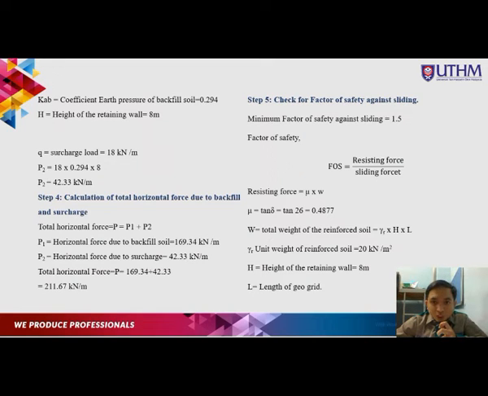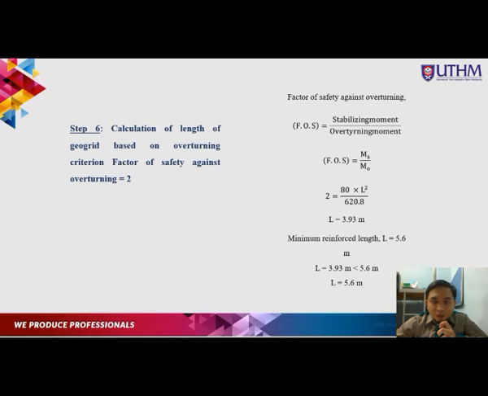Then we check the factor of safety. For sliding, we use 1.5. The next step is calculation of the length of geogrid based on overturning. For overturning, we use a factor of 2. By using it, we will determine the length of geogrid that we will use. In this case, we will use a length of 5.6 meters.